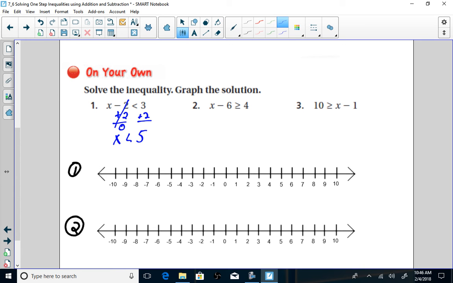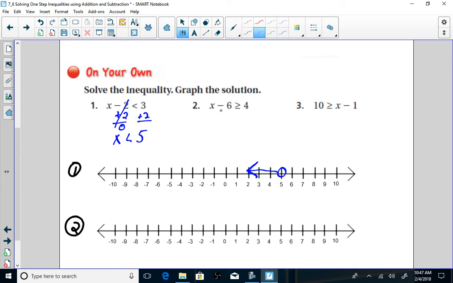On the number line, that means that 5 is circled on the number line. It's an open circle. Anything to the left of 5 should be a solution. So I'm going to try 3. 3 is to the left of 5 on the number line. Let's see if that's true. Is 3 minus 2 less than 3? Answer to that is yes. All right, let's try number 2.